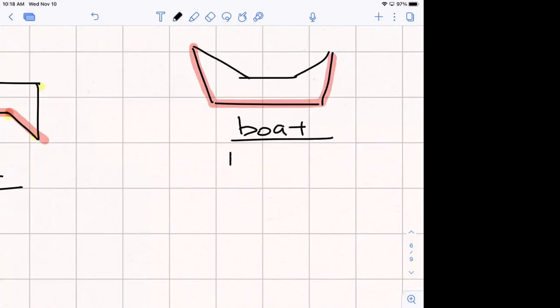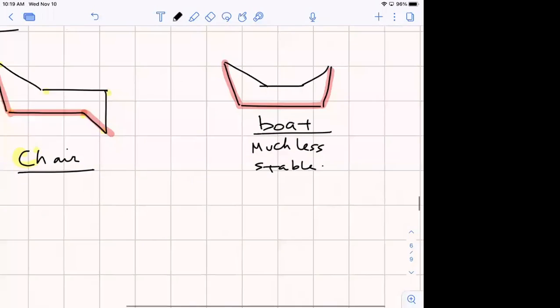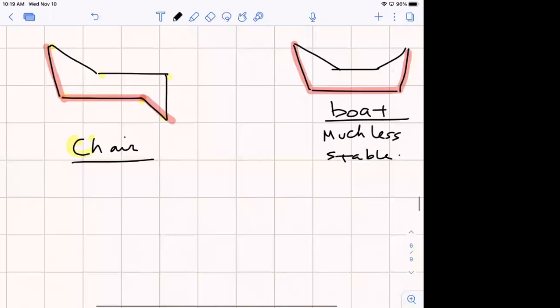But the boat is much less stable. It does exist. There are certain reactions and certain transition states that occur when you are doing cyclic molecules, or you have a cyclic transition state. It may actually go through a boat for one reason or another, but the chair is always going to be your most stable.